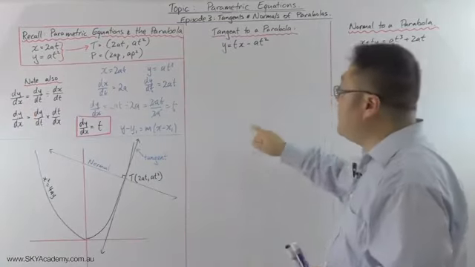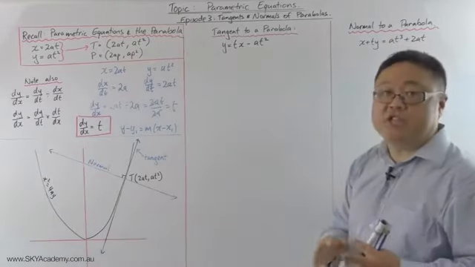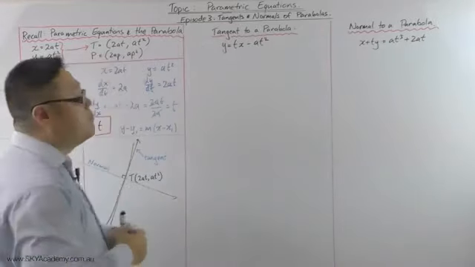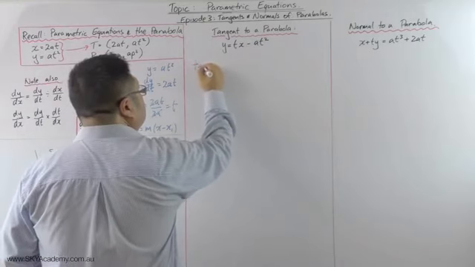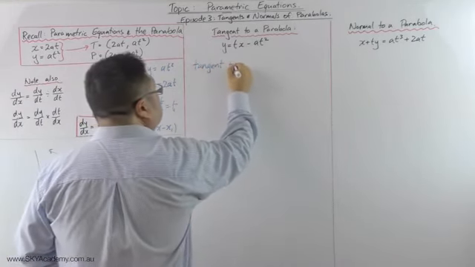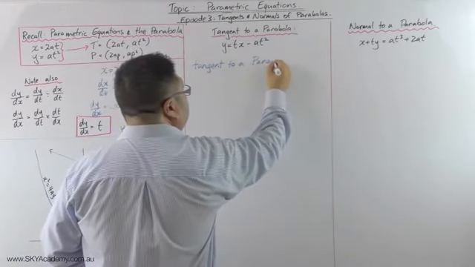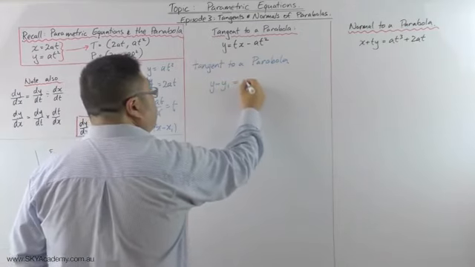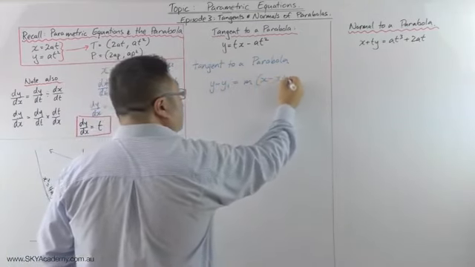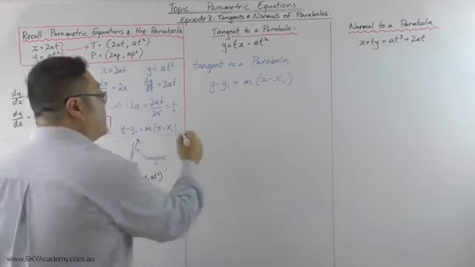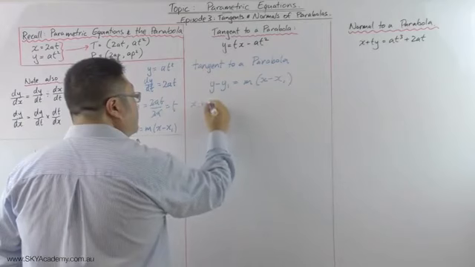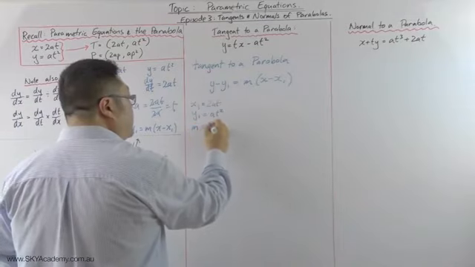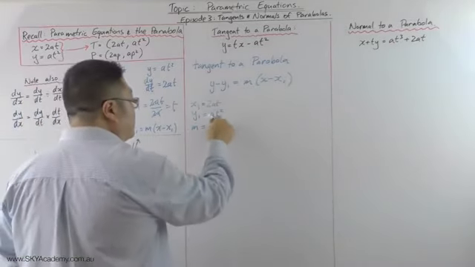Now, how does that help us work out the tangent to a parabola? Quite simply, the tangent to a parabola will be given by y minus y1 equals m times (x minus x1). Does that make sense? Now, your x1 will be equal to 2at, your y1 will be equal to at squared, and your m will be equal to t, which is your dy/dx.